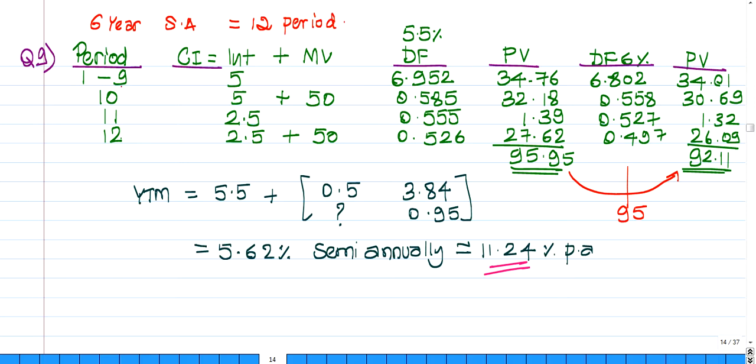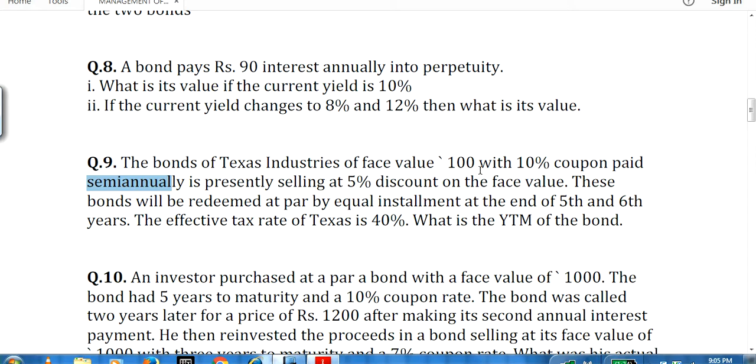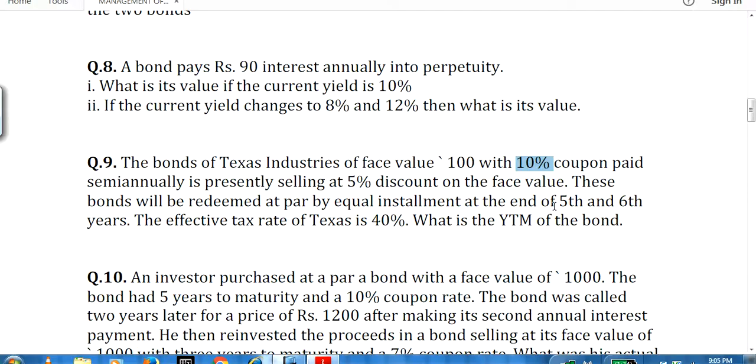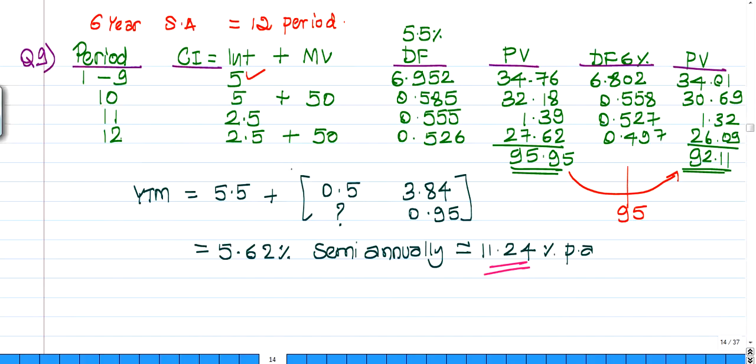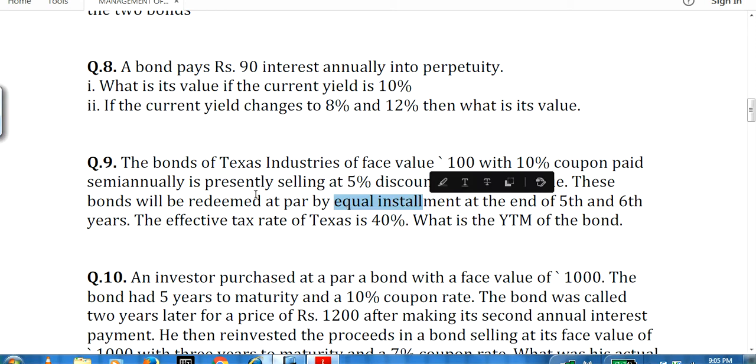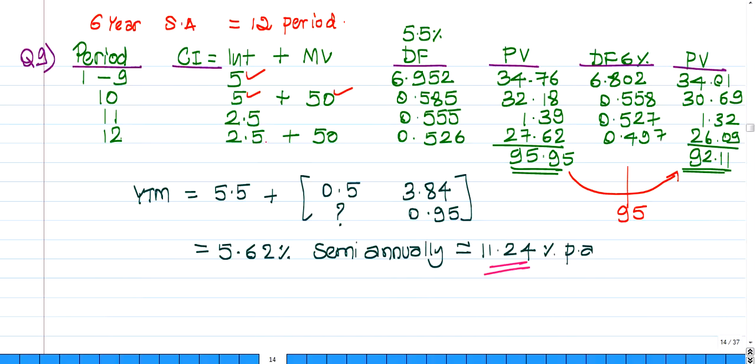So 1 to 9 it is the same, you will receive 5 interest, that is 5% of 100. There is no maturity value because maturity will be at the end of the 5th year. So in the 10th period you will receive 5 plus 50. Why 50? 100 divided by 2, equal installments, redeemed at par, not at a premium. So of the 100 you will get back 100 divided by 2. So that is the maturity value, 50.